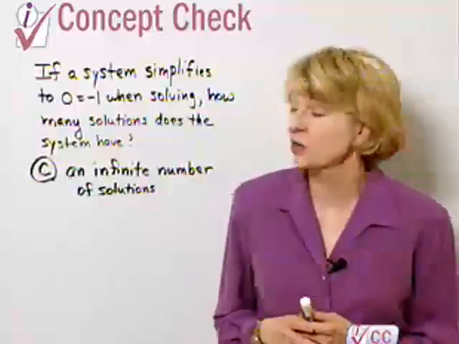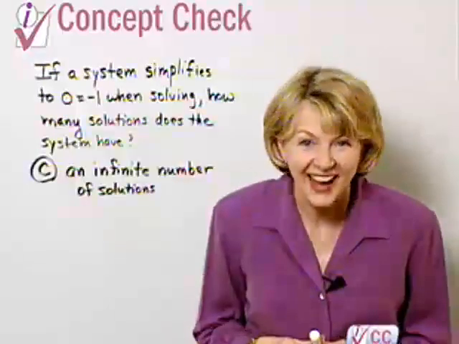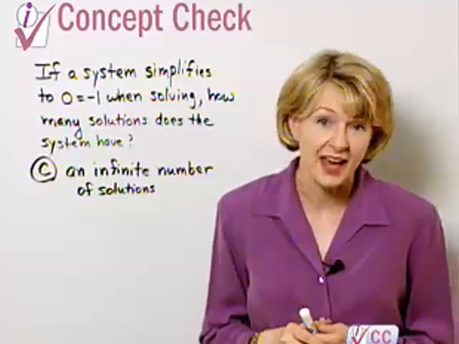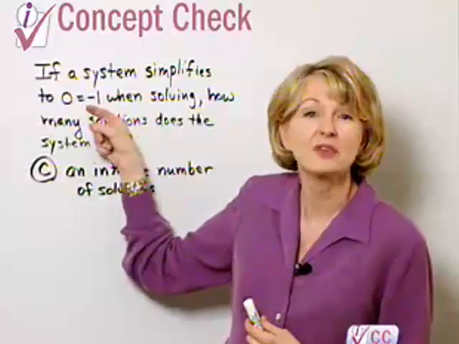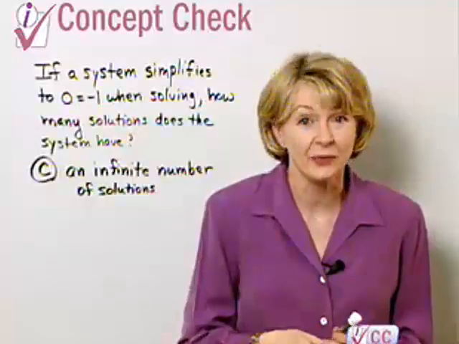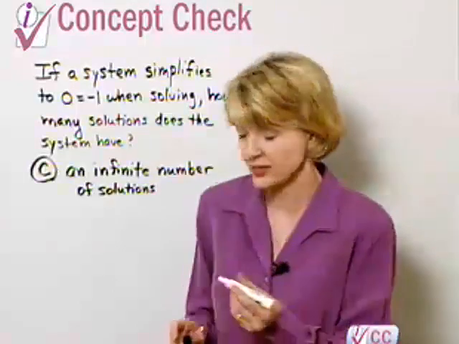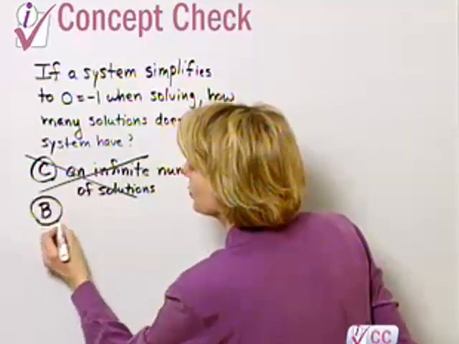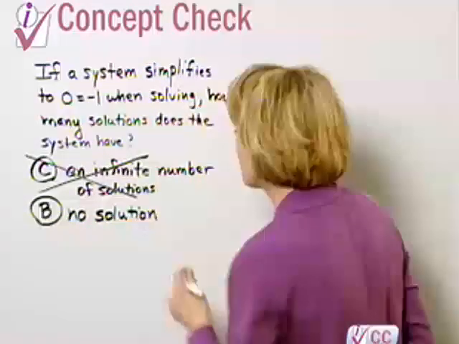Choice C is incorrect. When simplifying, if all variable terms subtract out and you end up with a false statement, that means the system has no solution. Now, if variable terms subtract out and you end up with a true statement, such as 0 equals 0 or -1 equals -1, that does mean the system has an infinite number of solutions. But for this, that is incorrect, and the correct choice is choice B. The system has no solution.